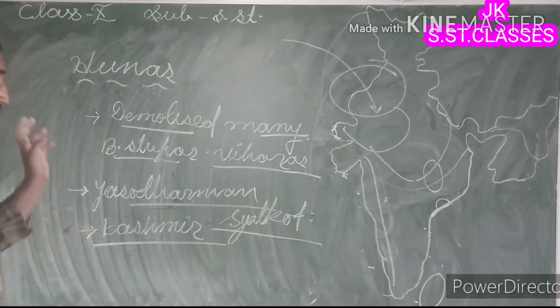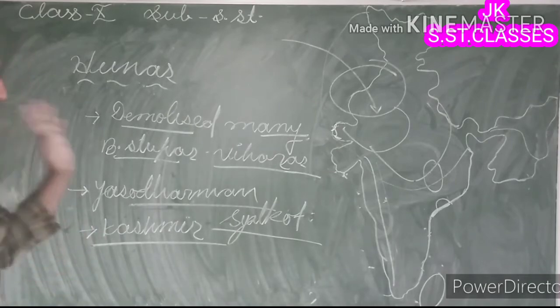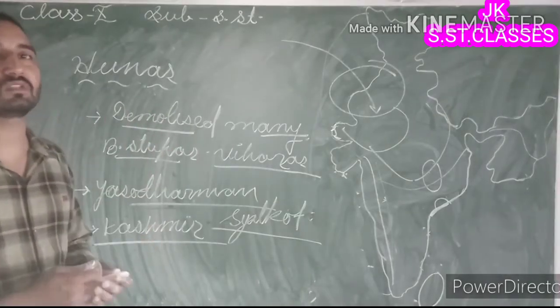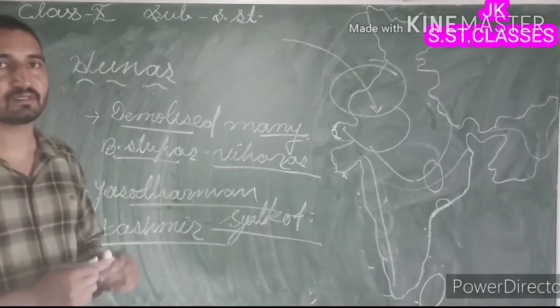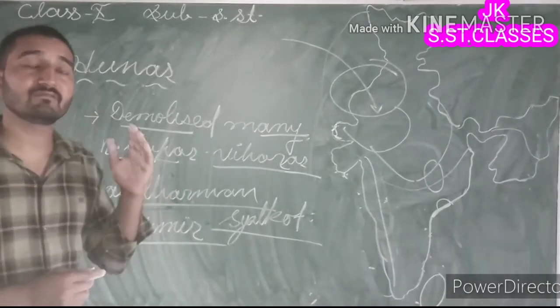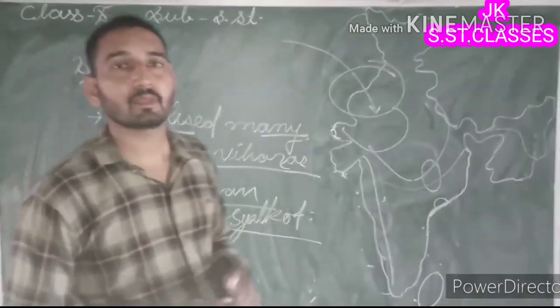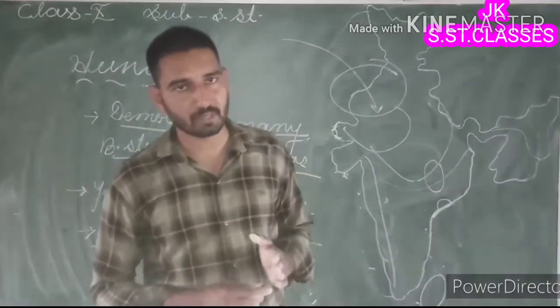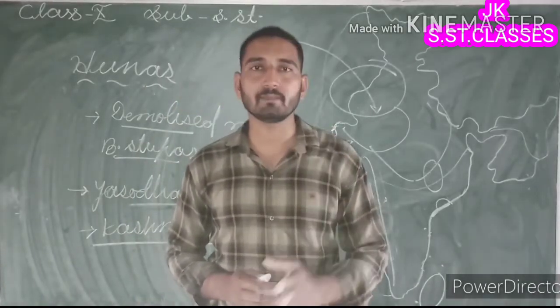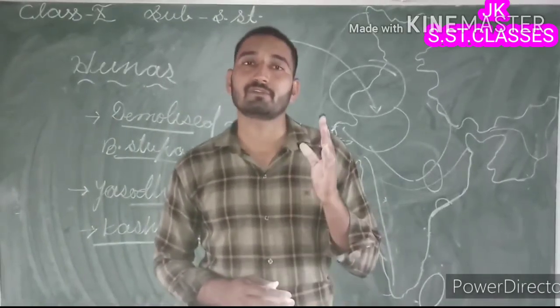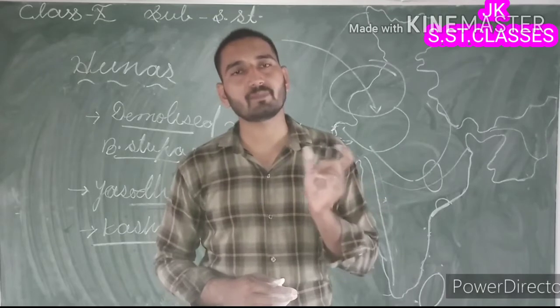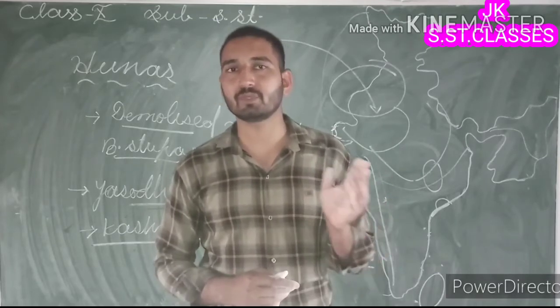Is that clear? According to some descriptions, Mihirkula was a follower of Saivism, which means he had great faith in the Saiva sect. So in this way, here we discussed the Hun tribe who invaded India from the northwestern side at the time of Guptas under the leadership of Tormana.